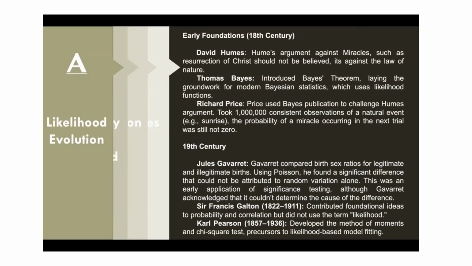In the 19th century, Gavarret compared birth sex ratios for legitimate versus illegitimate births using the Poisson distribution. And again, here also he used the concept of likelihood, but he didn't coin that particular term. He used significance testing and found that random variation alone is not sufficient for explaining the significant difference that was found in this particular study.